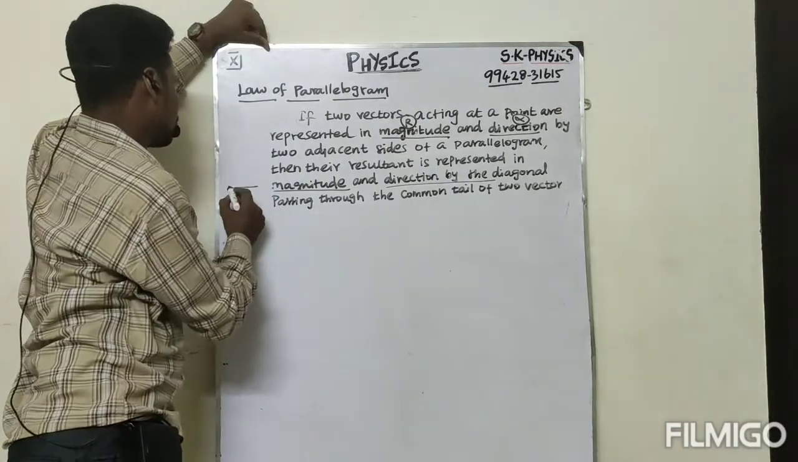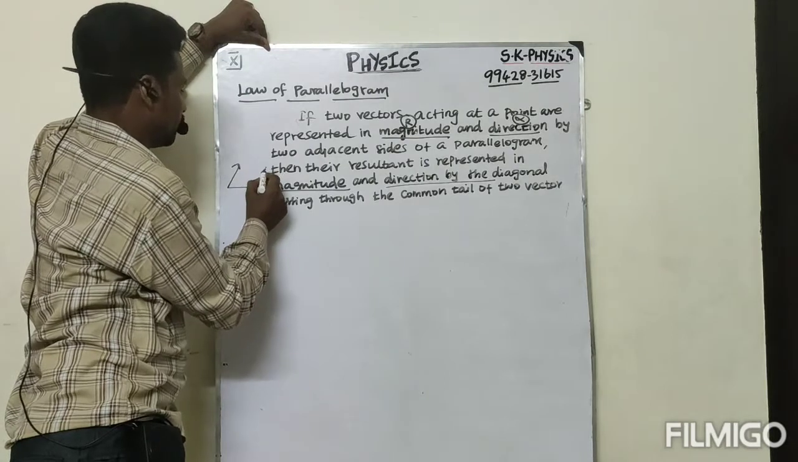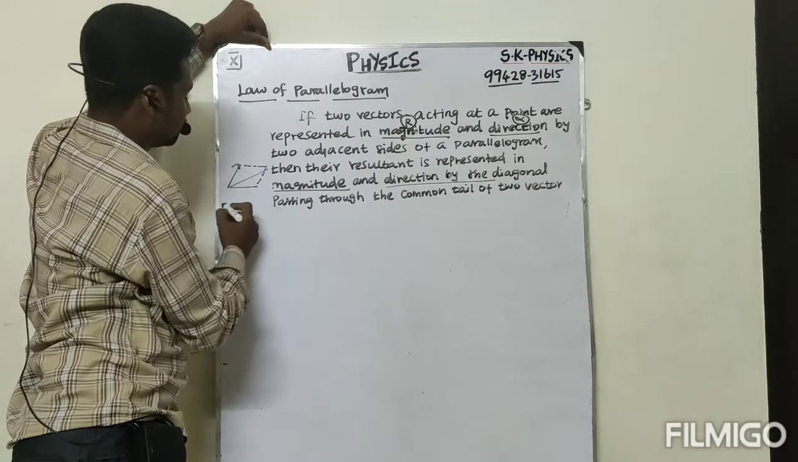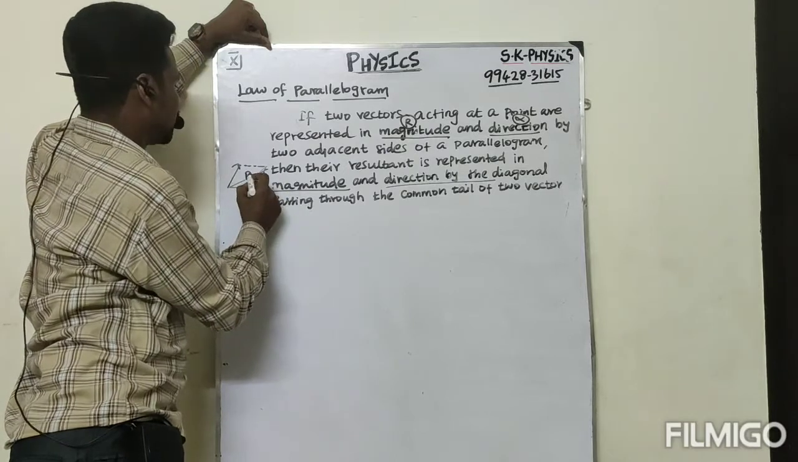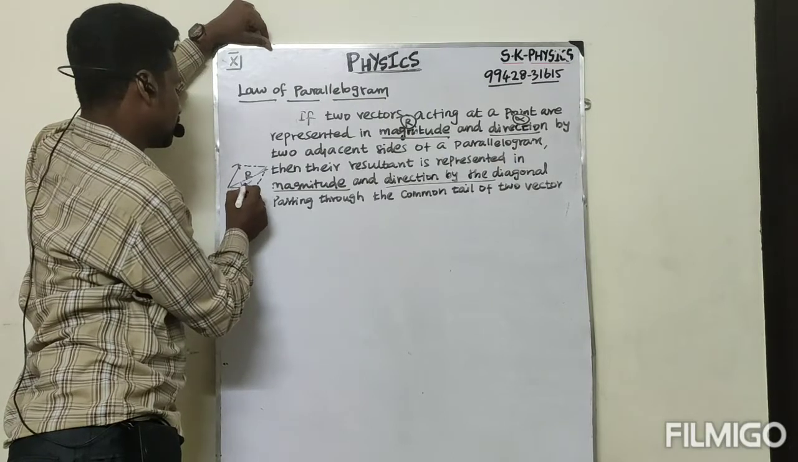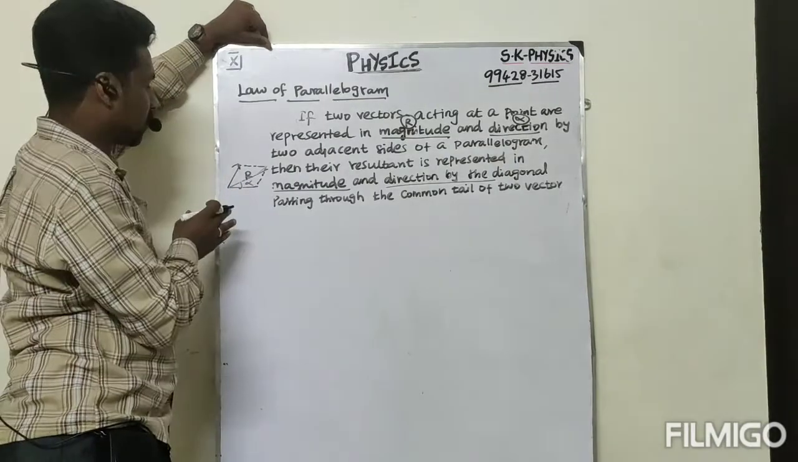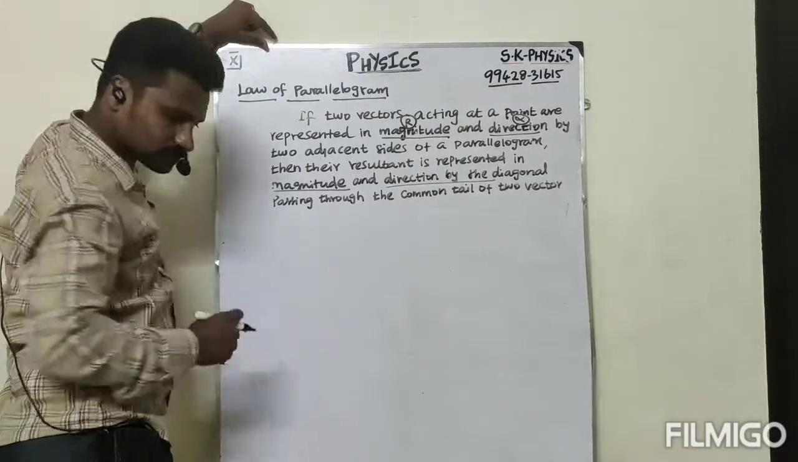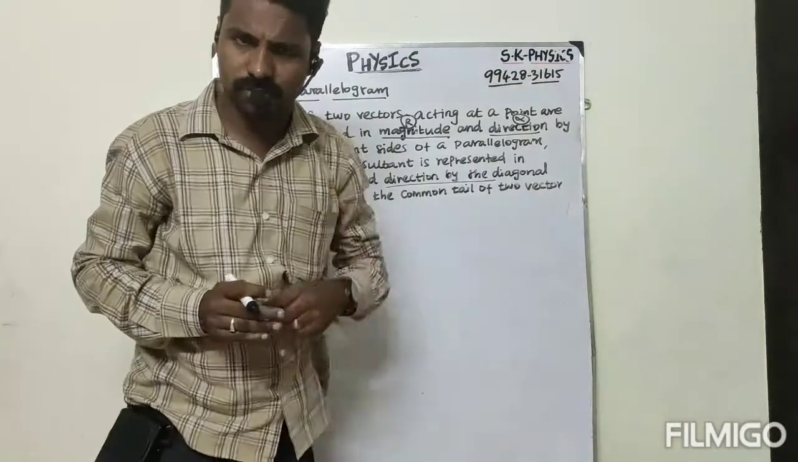This is one vector, this is another vector. By using the adjacent sides, we draw one diagonal. The diagonal acts as the resultant value. This is the angle, alpha. That's all. What the R value is and what the alpha value is, that only we are going to calculate in this question.